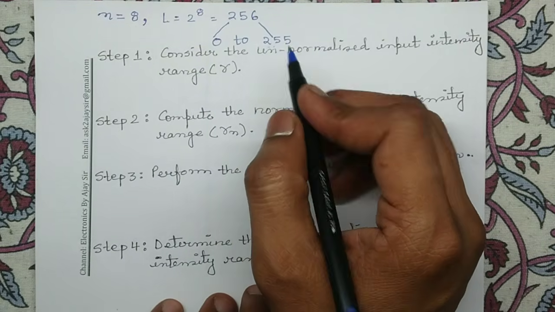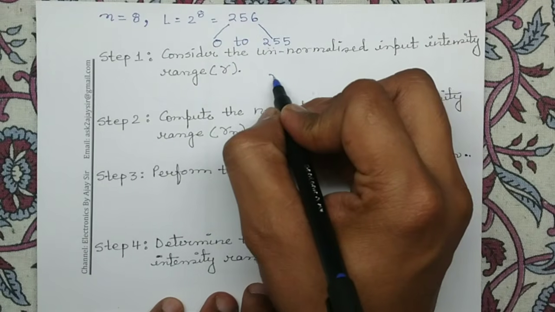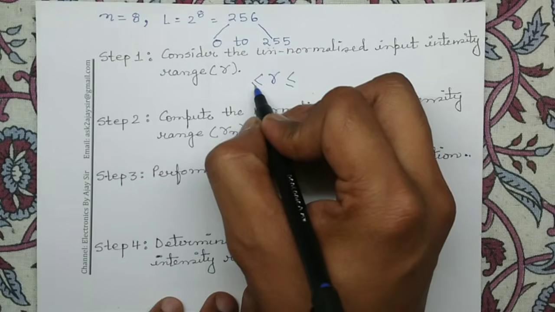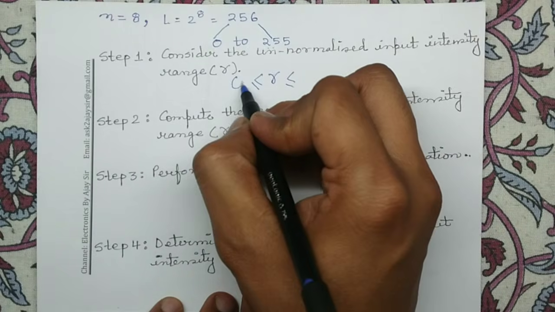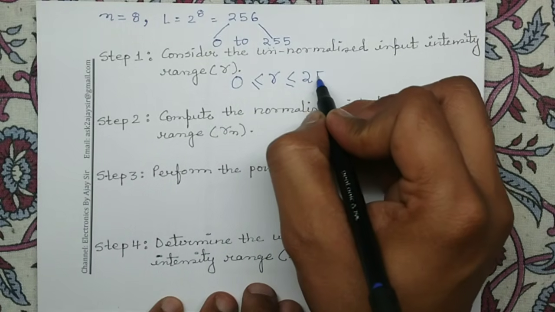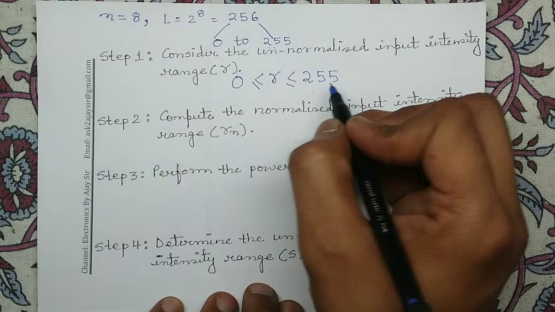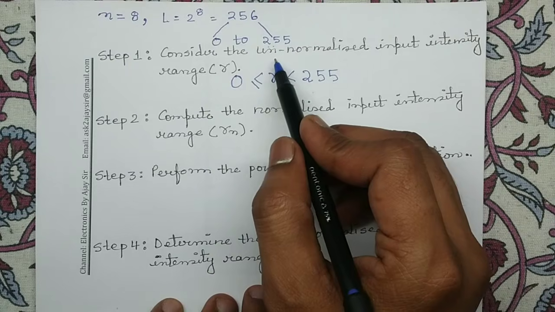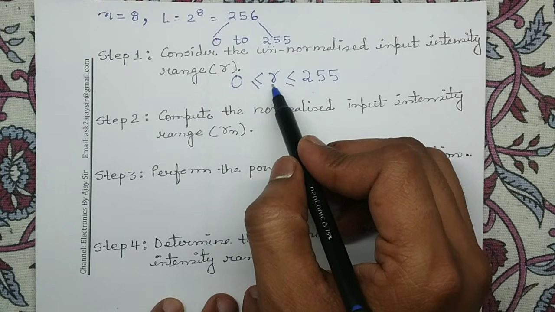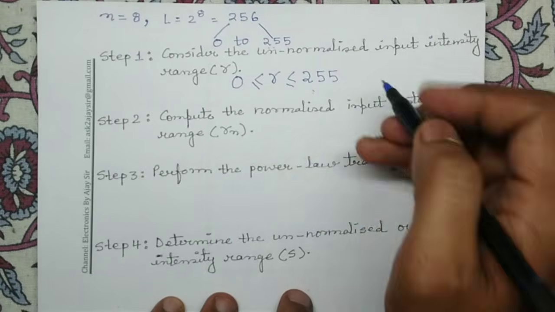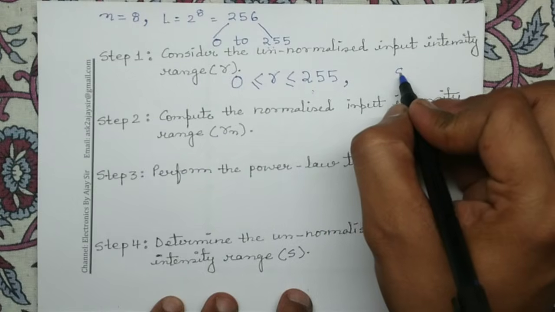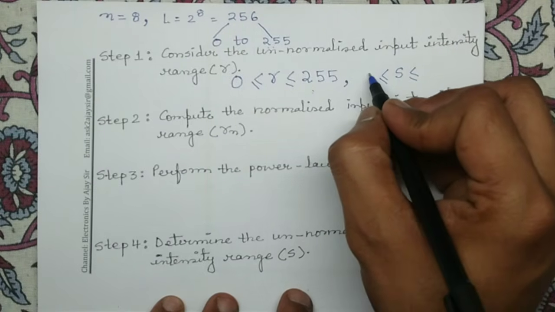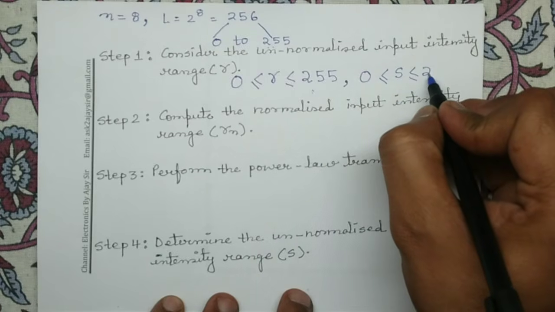So for an 8-bit digital input image, we have identified the range of unnormalized input intensity, which varies from 0 to 255. And we want our unnormalized output intensity range S will also vary from 0 to 255.